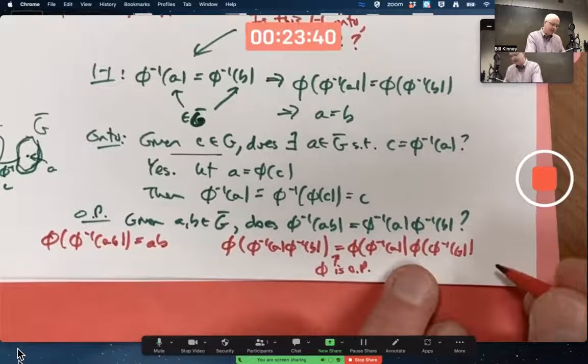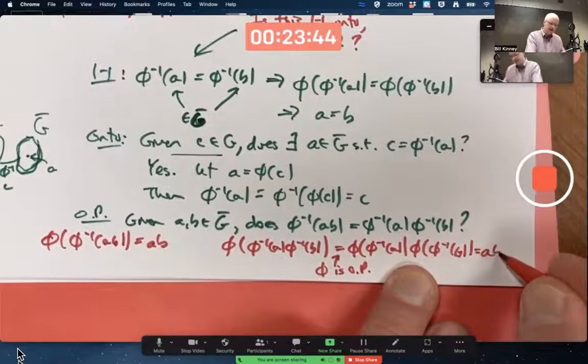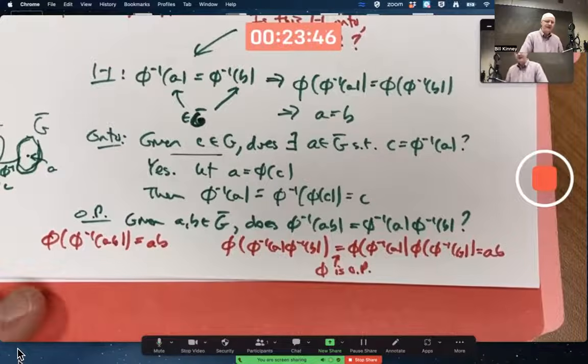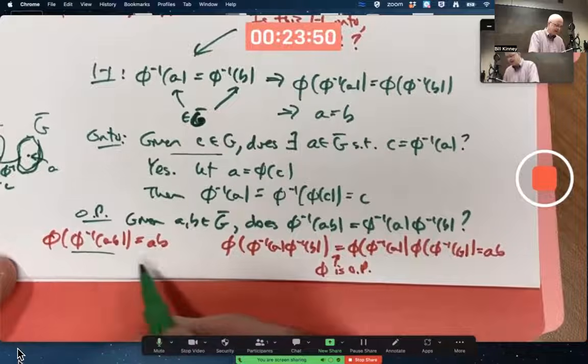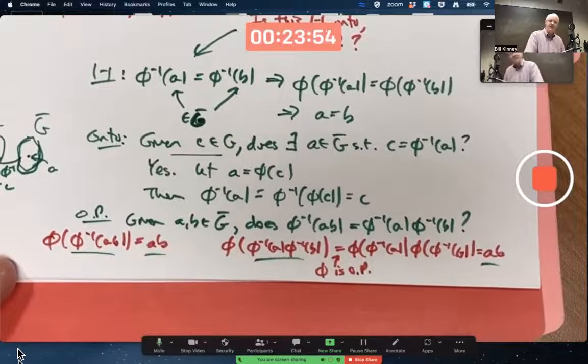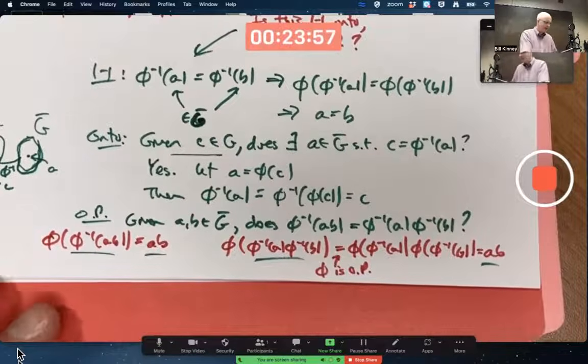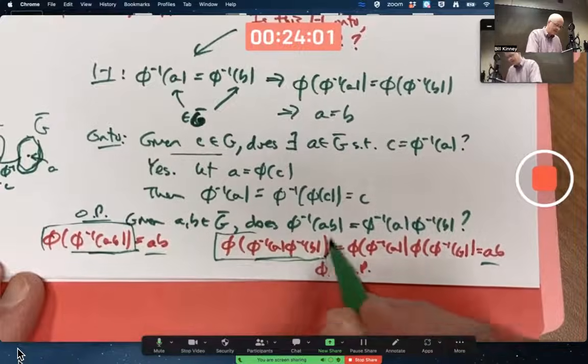Now use the fact that phi and phi inverse are inverse functions. This simplifies to A times B. These are simplifying to the same thing. Phi of this equals that, but phi of this also equals the same thing. In other words, these two things are the same.